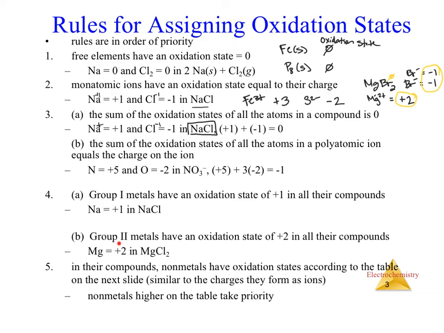Follows through the same way with group 2 metals, or the alkaline earth metals. They're always a +2 charge in compounds, and they always have an oxidation state of +2. Rule 5, in their compounds, nonmetals have oxidation states according to the table on the next slide. And nonmetals higher in the table take priority. So let's look at that.